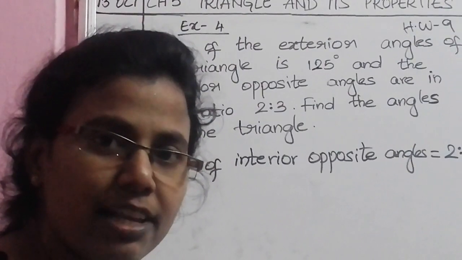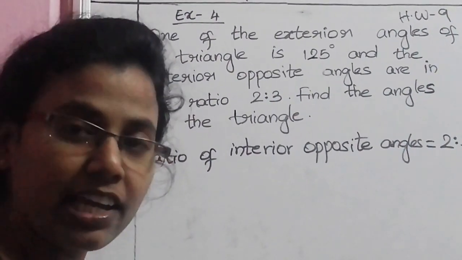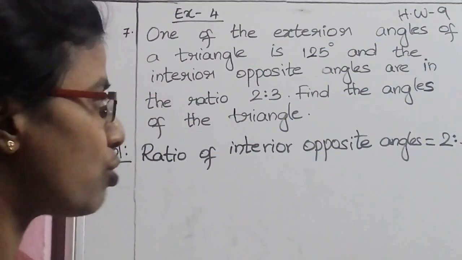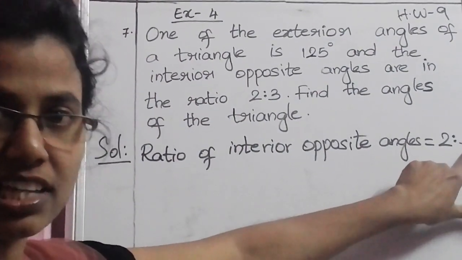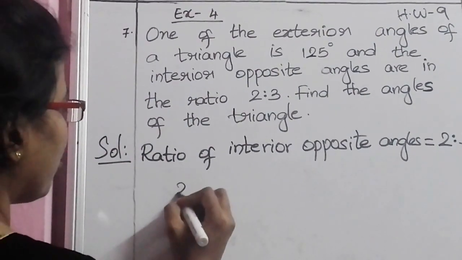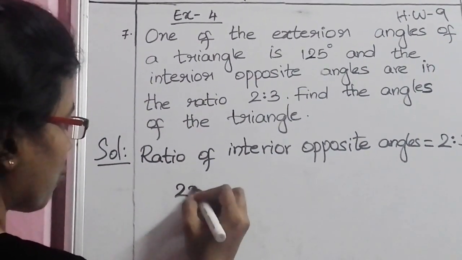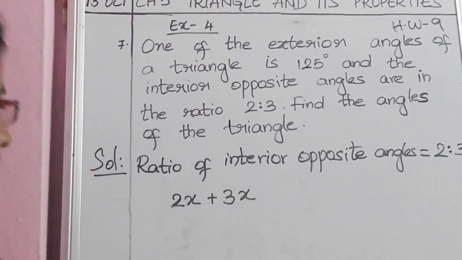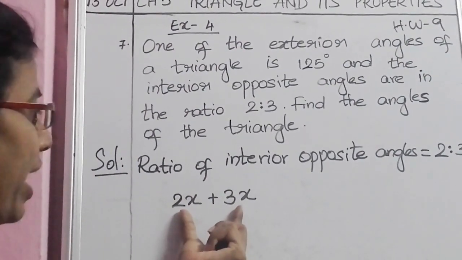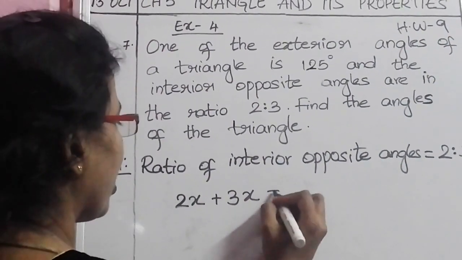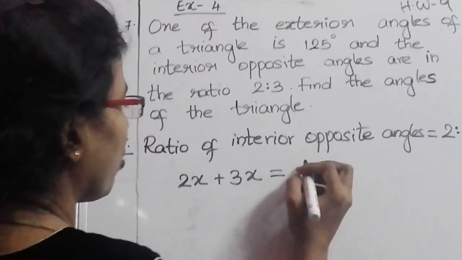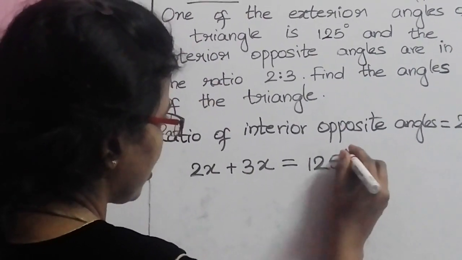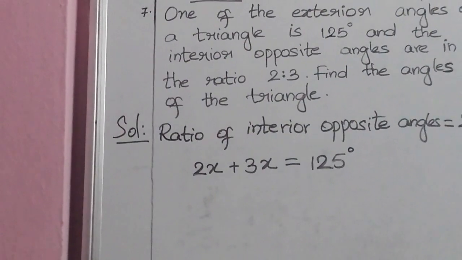What is exterior angle property? The exterior angle is equal to the sum of the interior opposite angles. So here interior opposite angles are there. So we are going to take x because something is common for both of them. The sum of 2x plus 3x, the sum of interior opposite angles, is equal to the exterior angle. What is the exterior angle which is given in the question? It is 125 degrees.